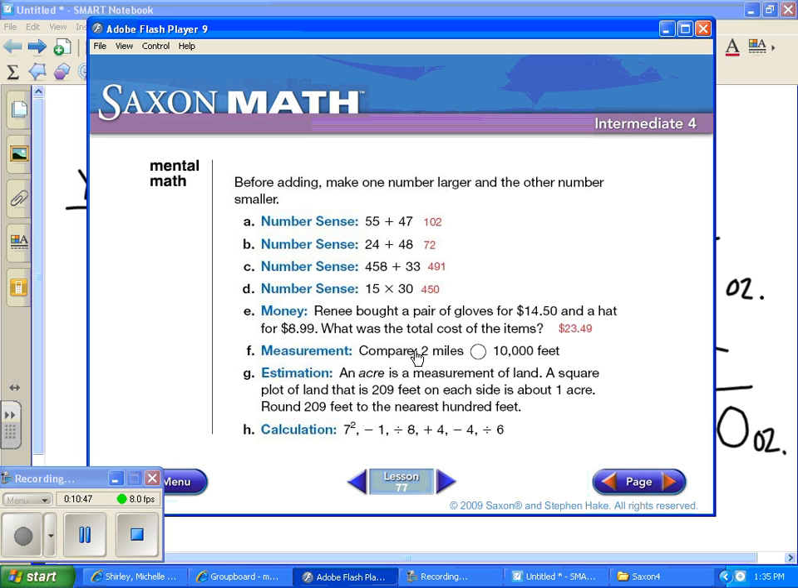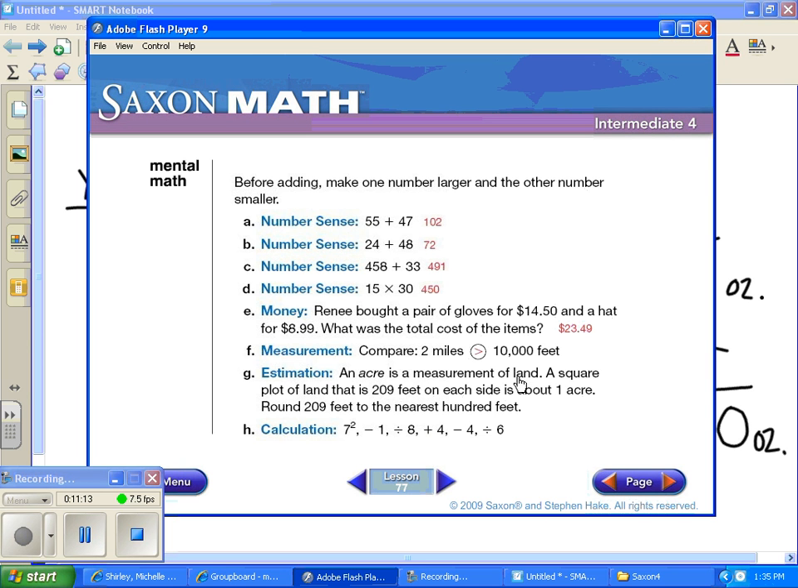Okay, 2 miles. Is it greater than, less than, or equal to 10,000 feet? Remember, 1 mile, and we just have to remember to memorize this, is 5,280 feet. Okay? So 5,280. And if you double that, it's going to be more than 10,000, isn't it? So it's greater than.